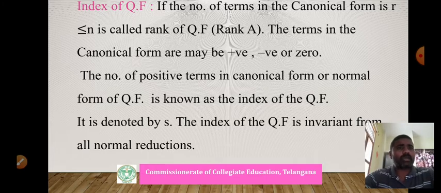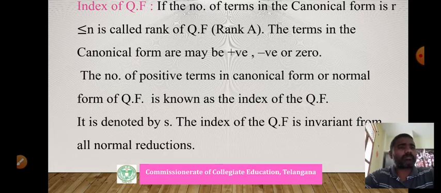Like that, the number of terms is less than or equal to n. The number of terms equals some r, and r should be less than or equal to n. That r is known as the rank of the quadratic form, or simply the rank of A. The number of terms in the canonical form is equal to rank of A, which is known as the rank of the quadratic form also.